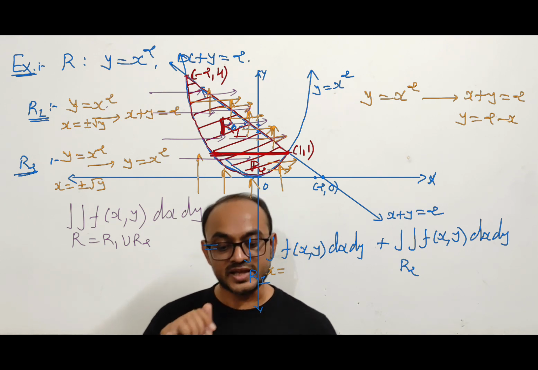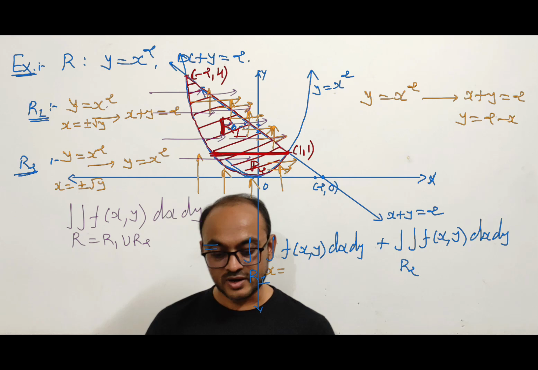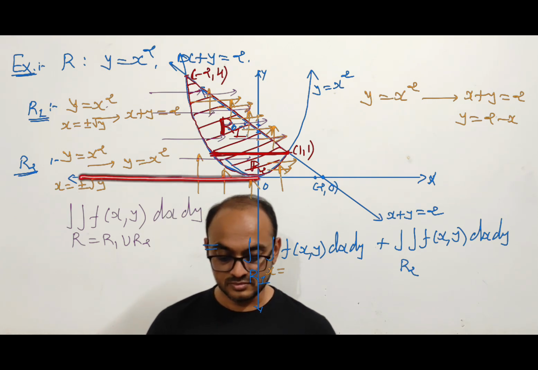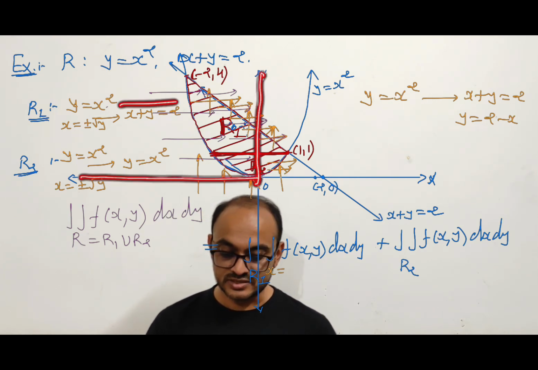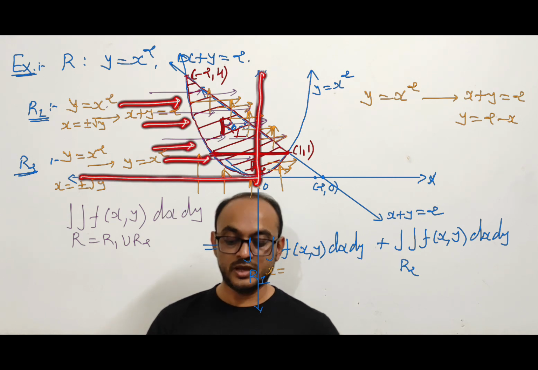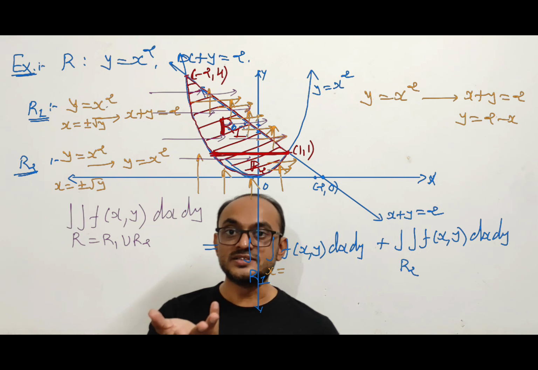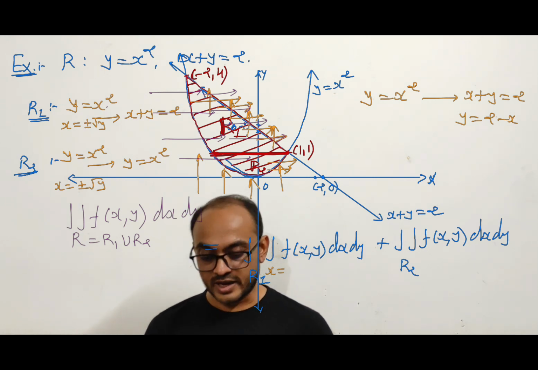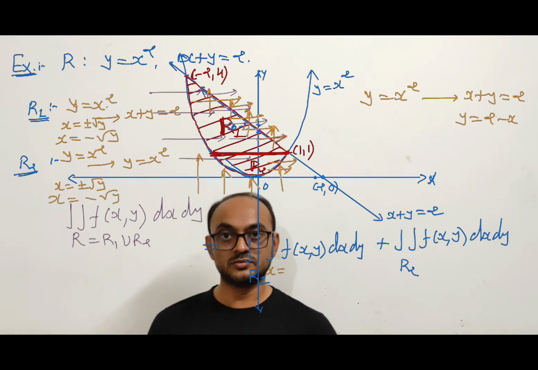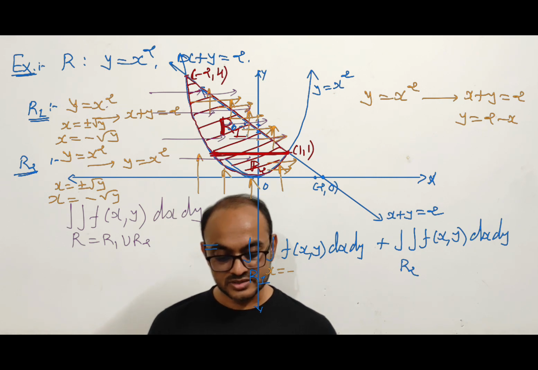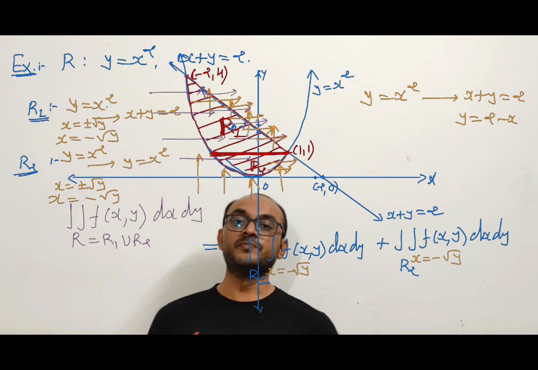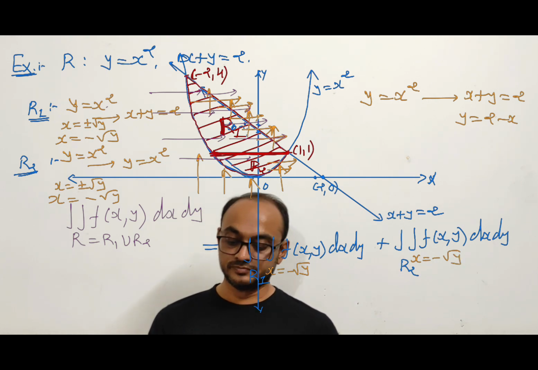And in the second quadrant, what is x? Our entry is this, in the second quadrant. So what is happening? In the second quadrant, x is negative. So I choose x is equal to minus under root y. Right? So x is equal to minus under root y is my lower limit.